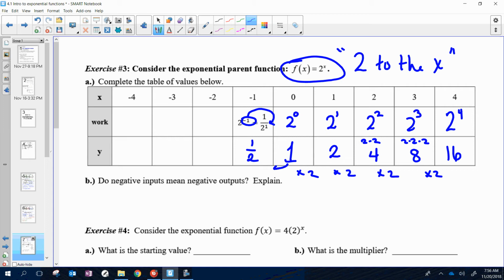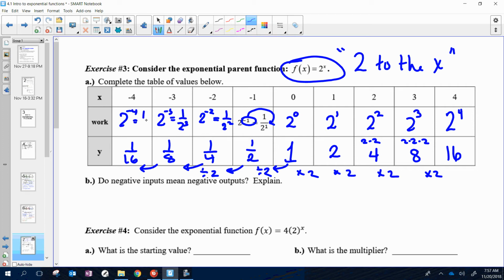If you reverse the pattern and divide by 2, that's where the 1/2 comes from. Divide by another 2, 1/4. Another 2, 1/8. Another 2, 1/16. So dividing by 2 if you're going in that direction. You'll see it if you do 2 to the -2 on your calculator. That's 1 over 2 squared. It's 1/4. 2 to the -3, 1 over 2 cubed is 1/8. 2 to the -4, 1 over 2 to the 4th is 1/16.